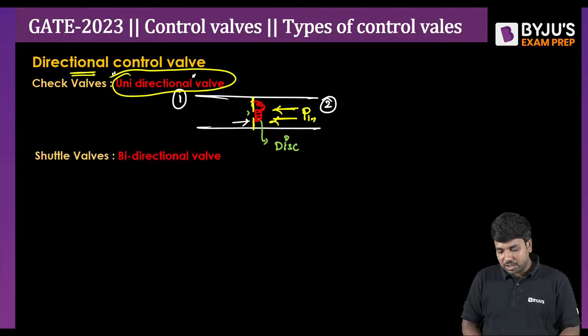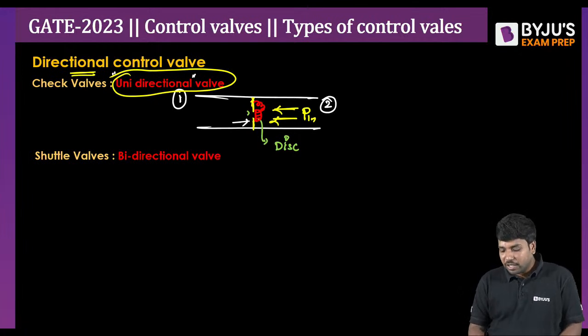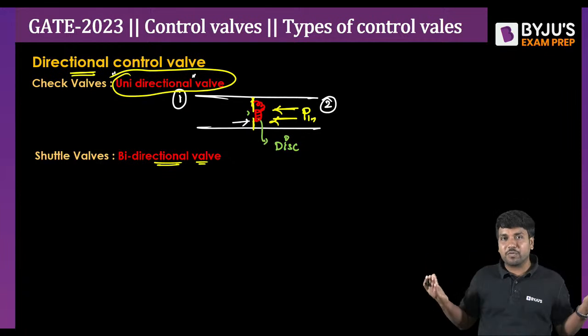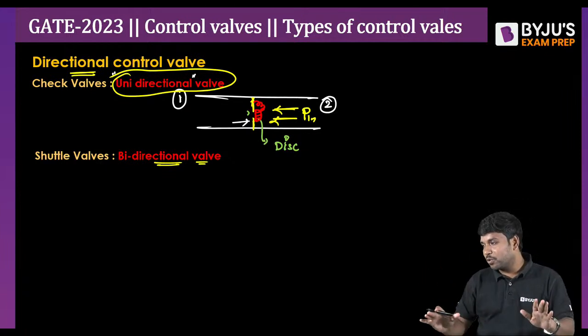Now moving ahead to the next one, that is the shuttle valve. The shuttle valve is called a bidirectional valve. I am taking the most famous type of control valve. As I said at the start itself, there are n number of types of control valves, and it's not possible to go through all of them.